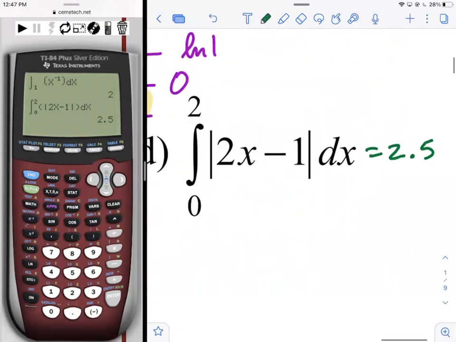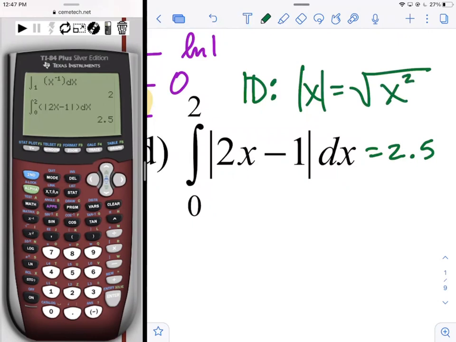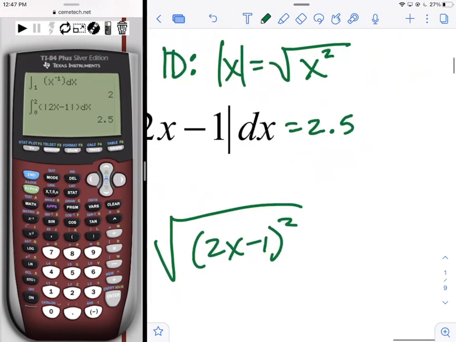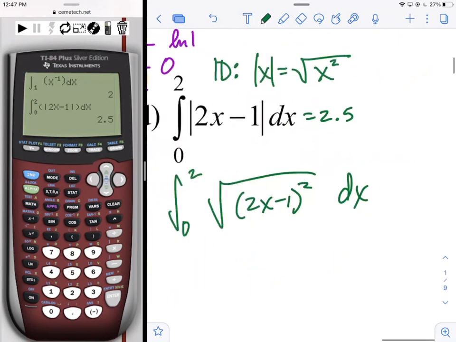Watch this. Here's an identity that we might be using throughout the year. The absolute value of x, it's not a trig identity, is the same as the square root of x squared, in that order. You have to square it first, which takes any negative that might be there and makes it positive, and then you cut it back down to size by taking the square root of it. So maybe if I rewrite this as the square root of 2x minus 1 squared, maybe that'll help. Does it?